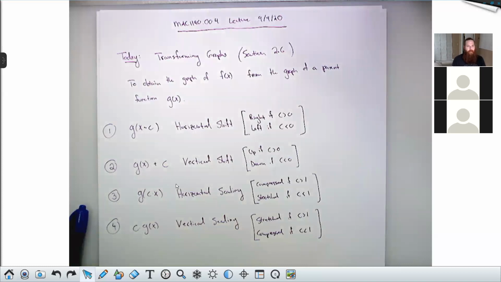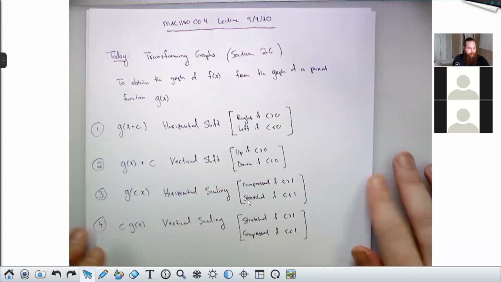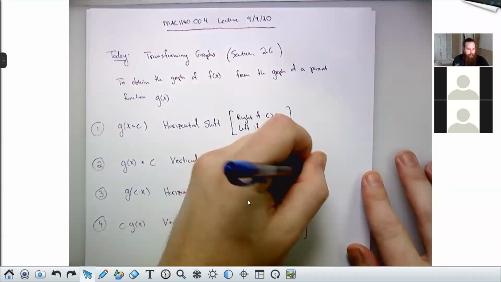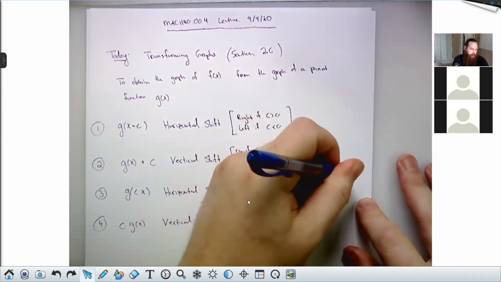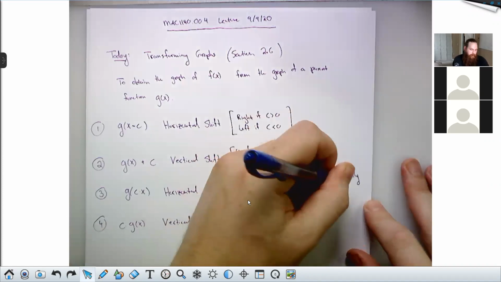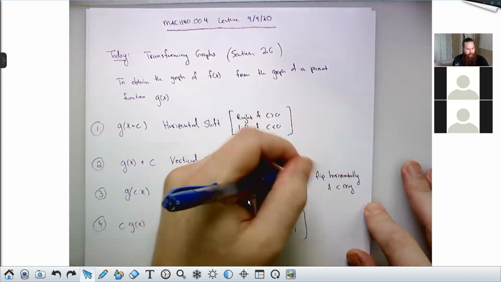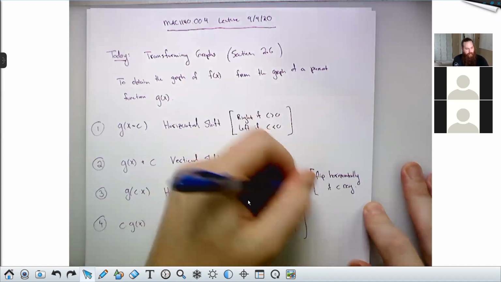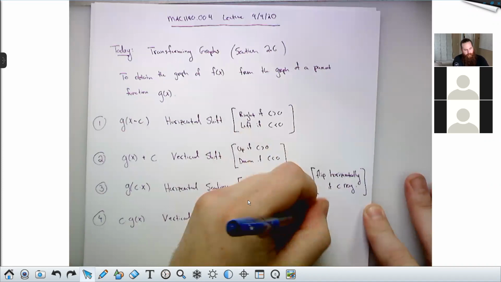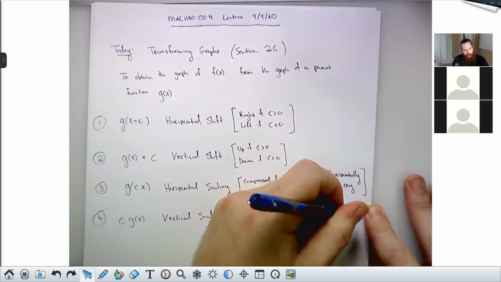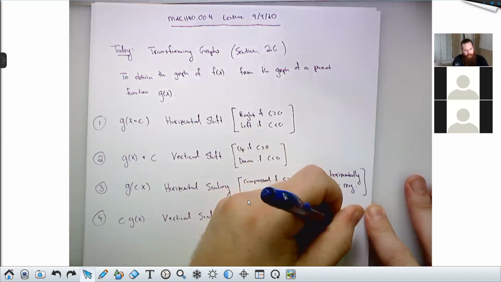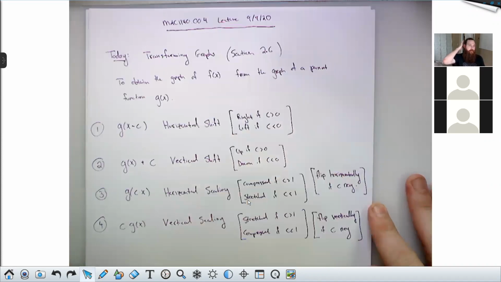Special cases of scalings are reflections. So here you will flip horizontally if C is negative, and here you will flip vertically if C is negative. So 2 special cases of scalings are flips.